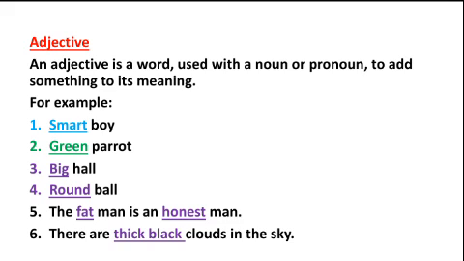So I hope that you have understood what is an adjective. An adjective is a word used with a noun or pronoun to add something to its meaning. Okay, in simple way we can say that a describing word is an adjective. Okay, now let us see next.